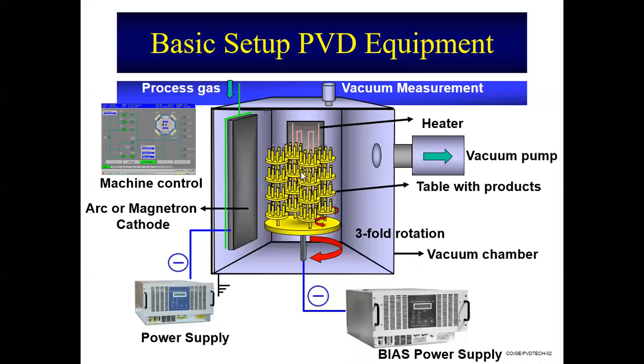So you have a substrate sitting on the substrate table, which is rotating. The target material is at the sides, or usually at the bottom, and is negatively biased. Process gas enters the system, and the substrate holder is also going to be biased. And you pull a vacuum so that you create a vacuum inside the chamber.